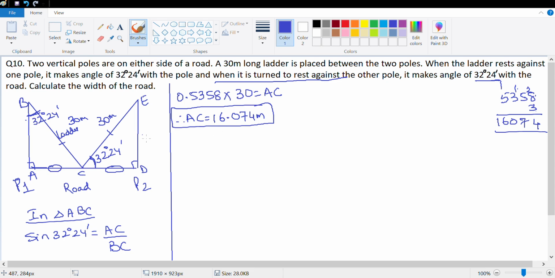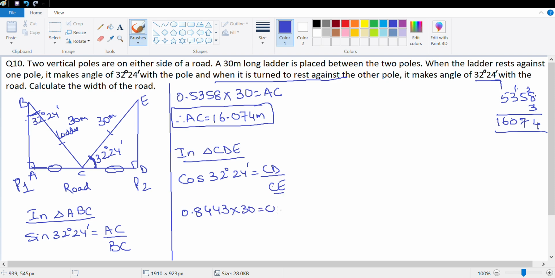Next, we'll do a similar thing in the other triangle. So in triangle CDE, this time this is my reference angle, so then this is adjacent, which means I'll use cos. So cos 32 degree 24 minute would be equal to adjacent, in this case CD, upon hypotenuse, which is CE. Let's look at the log table and figure out the value of cos 32 degree 24 minute. This is equal to 0.8443 multiplied with CE, which is 30, and this is equal to CD.